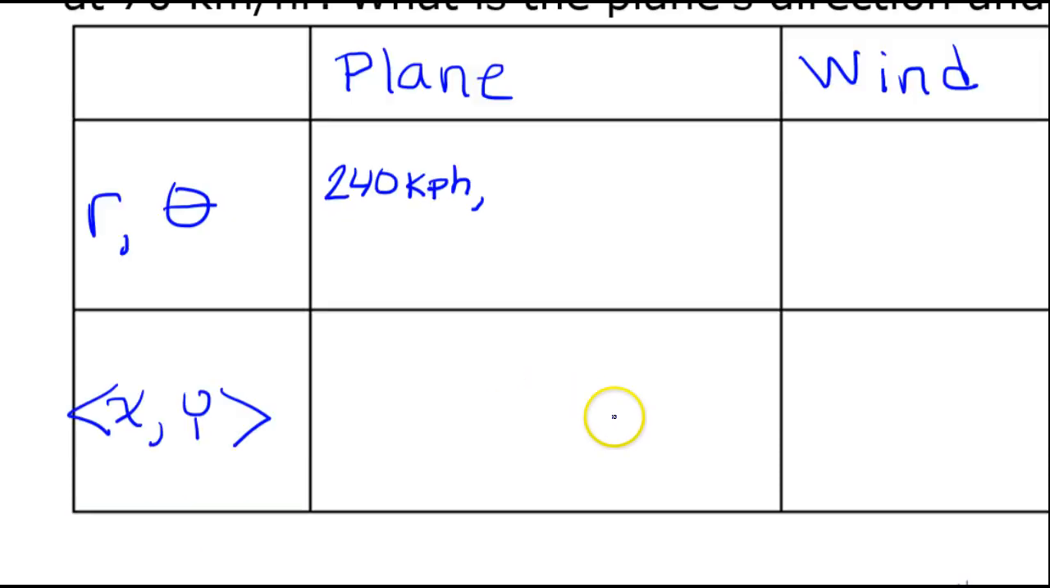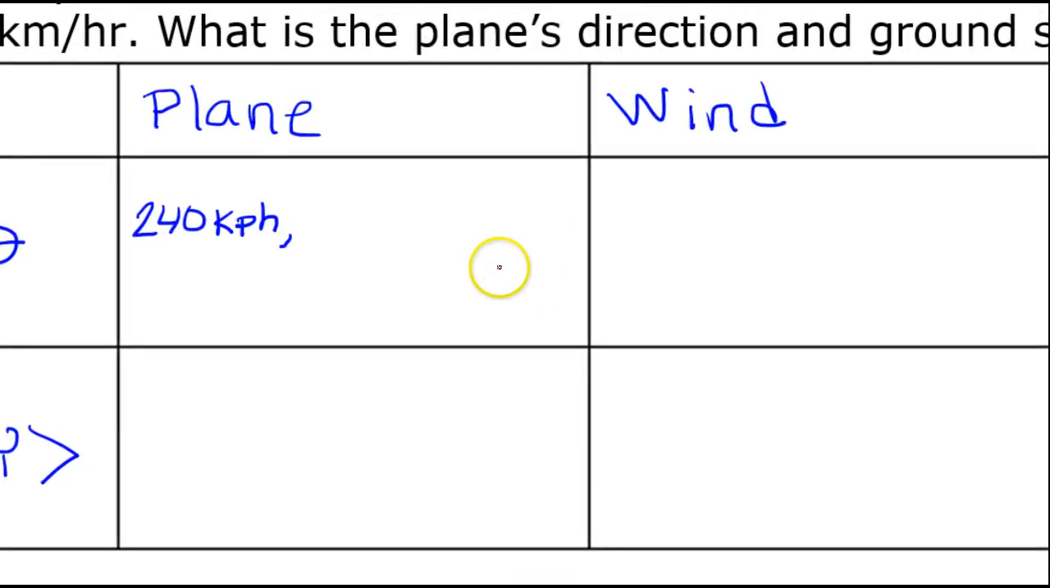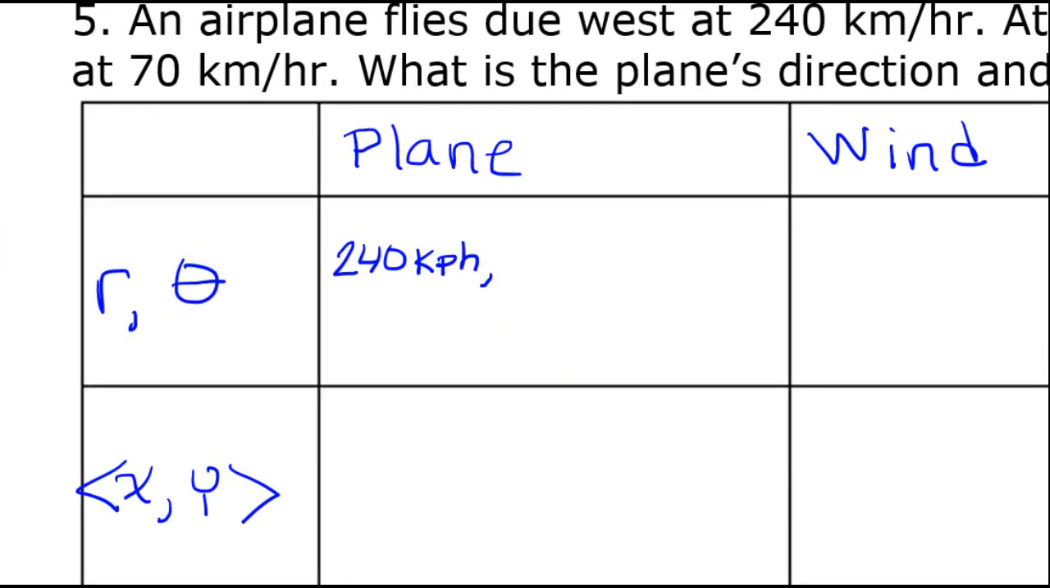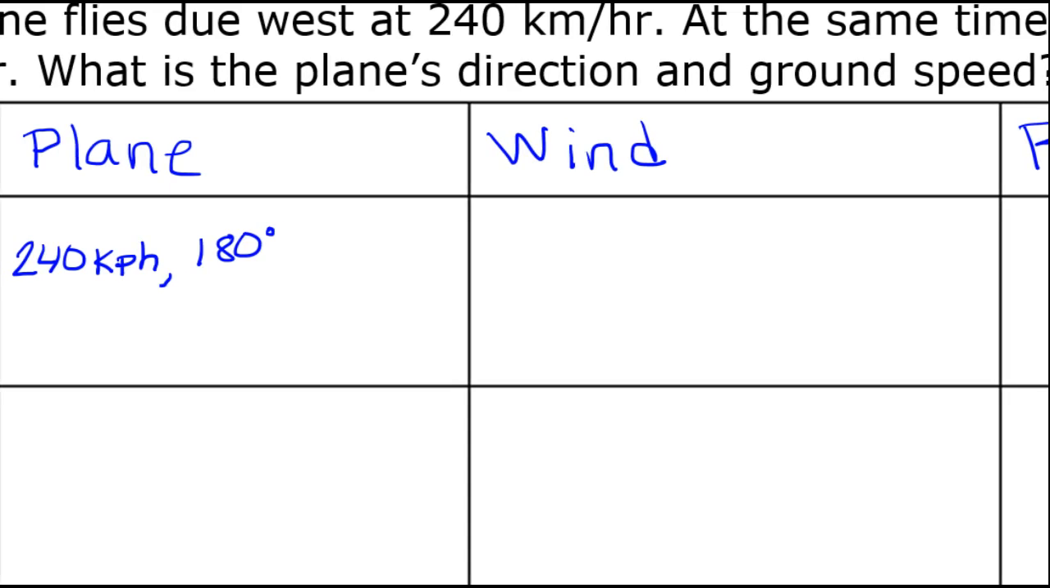So just think about this. Maybe I'll do it on the diagram. If the plane is flying due west, that's the same thing as a direction of 180 degrees if we measure from the east. So that's what I'm going to put for the direction on the chart. 180 degrees.